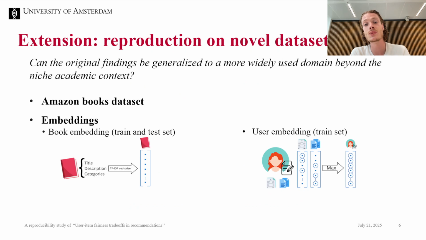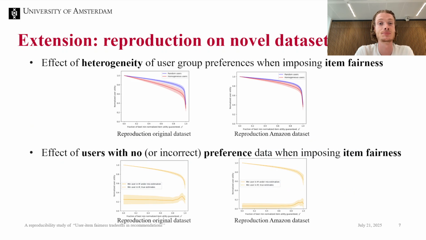Now we asked the question whether the original findings could be generalized to a more widely used domain beyond the niche academic context. Therefore, we extended the original research by performing the same tests on the novel dataset about books on Amazon. As before, we divided the dataset into a train and test set and performed all remaining steps analogous to the approach in the original paper. The results of both our empirical tests show a similar trend to the results of our reproduction, similarly affirming the claims of the original paper.